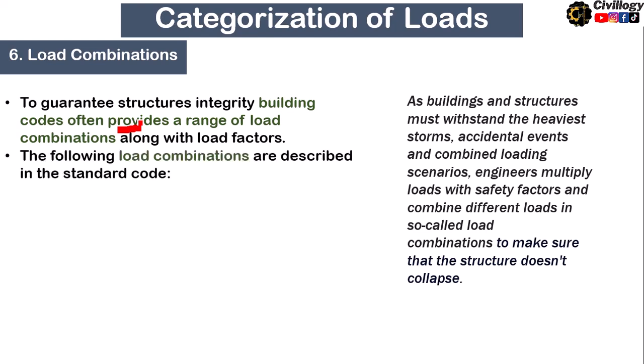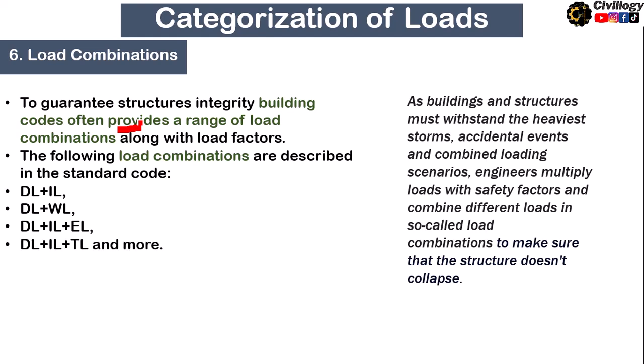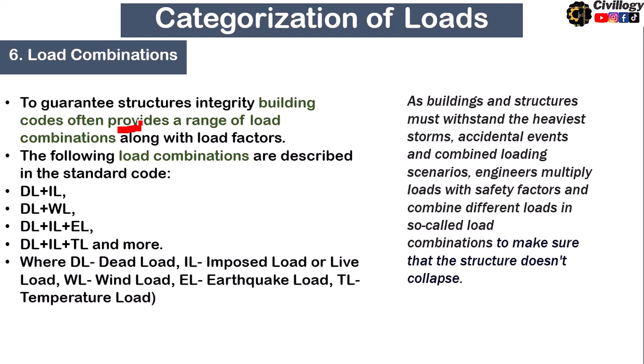The following load combinations are described in standard code, that is DL plus IL, which means dead load plus imposed load. The other combination could be dead load plus wind load, and the third combination could be dead load plus imposed load plus earthquake load. The fourth combination is dead load, imposed load, and temperature load.